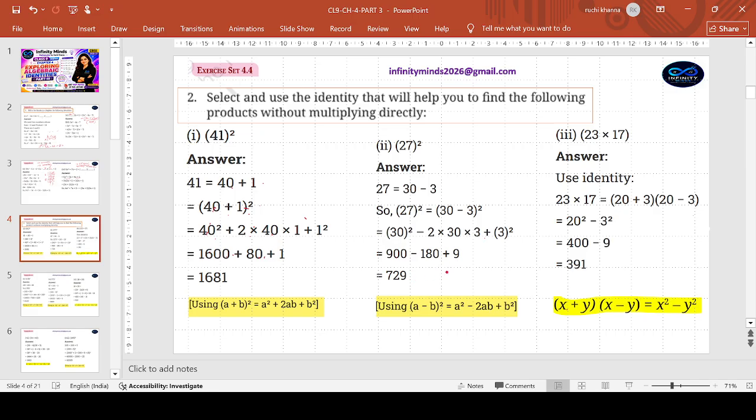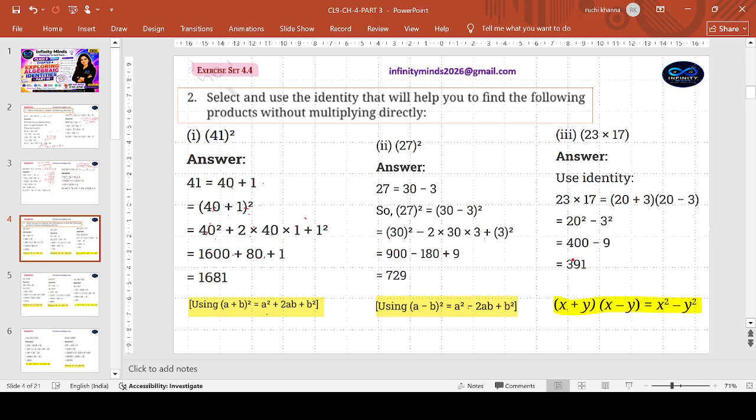909 minus 180, 729. 23 into 17. Yes, you haven't practiced this type. If they have already given you a hint, you have to make sure you use an identity. Which are the identities you know? Think on those lines. If a plus b is not valid, a minus b will not work out.